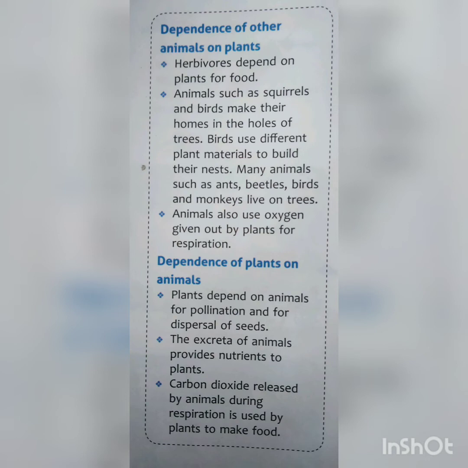Now, dependence of plants on animals. Plants depend on animals for pollination and for the dispersal of seeds. The excreta of animals provides nourishment to the plants, and the carbon dioxide released by animals during respiration is used by plants to make food.